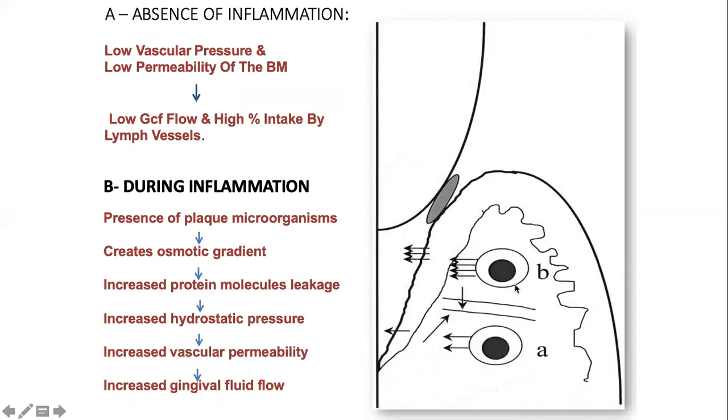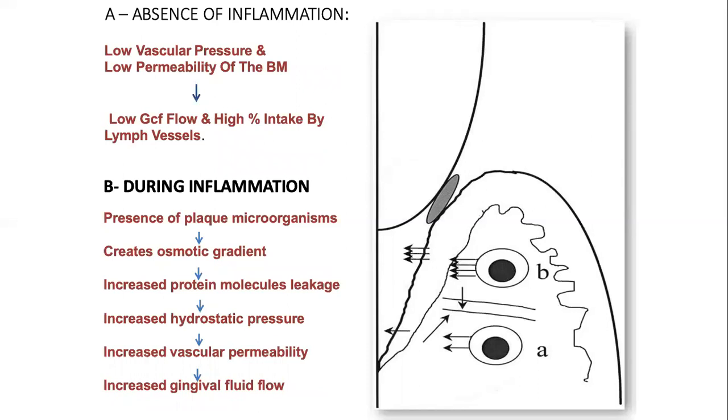So how will the interstitial fluid be flowing? Interstitial fluid will be flowing from the capillaries to the tissues, and it will be taken up by the lymphatic system. But when the capillary filtrate exceeds that of the lymphatic uptake, where will this fluid go? This will accumulate in the form of edema, and this will leave the sulcus in the form of gingival crevicular fluid. So if we talk about non-inflamed or healthy condition, we all know that there is less vascular permeability, and therefore in turn there will be low GCF flow and high uptake by the lymphatic vessels.